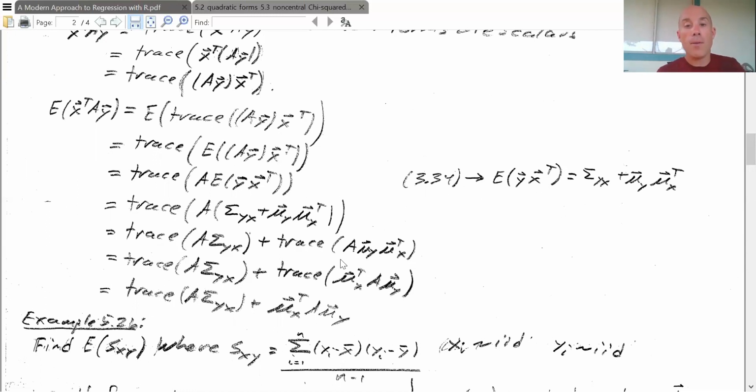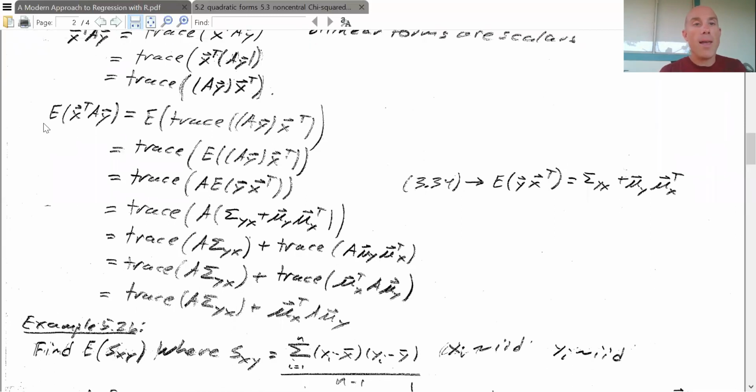Well, you know what? If you think about it, when I started out, I had X transpose AY. So it would be more natural to have this in the same order as I have this. So I'm going to switch the order just like I did when I first started out. All right, so now, what type of thing is this? Well, that's once again a bilinear form. It's a 1-by-1 scalar, which means the trace is equal to itself. Boom, I've got that. And this stays the same. I can't simplify that at all. So that's good.